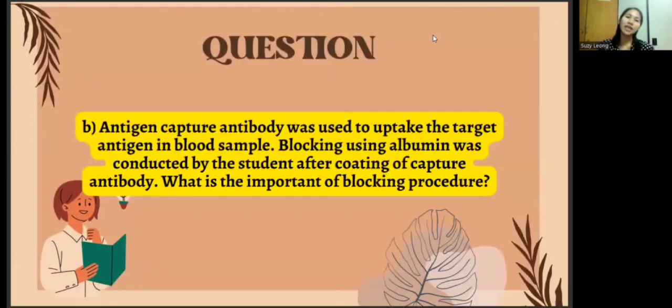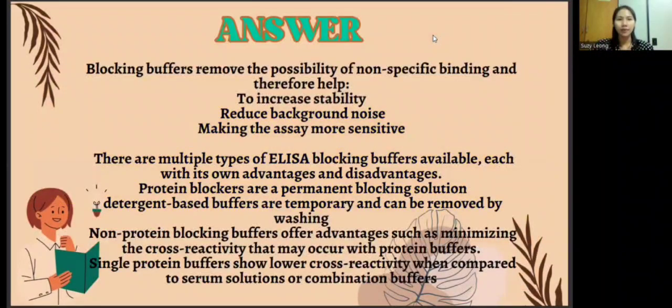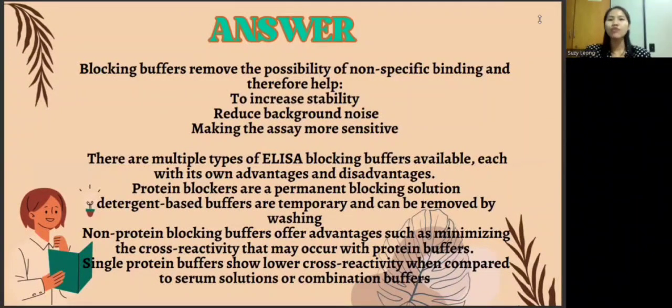The second question is, an antigen capture antibody was used to take up the target antigen in a blood sample. Blocking using albumin was conducted by the student after coating of the capture antibody. What is the importance of the blocking procedure? Our answer is, the importance of the blocking buffer is to remove the possibility of non-specific binding. By removing non-specific binding, we can increase stability, reduce background noise, and make the assay more sensitive.